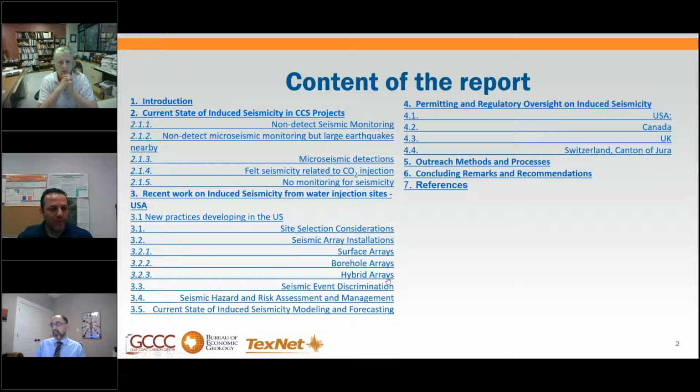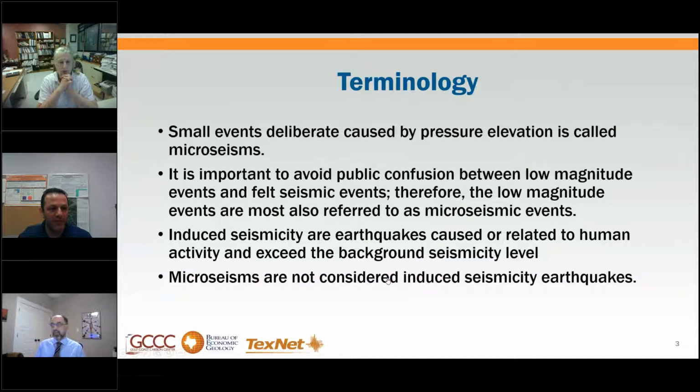With that, we start with a few definitions, and I think this is for you, Alexandros, to get us going with some basic definitions as far as induced seismicity goes. Thank you, Seyyed. Thank you, James, for the introduction. So just a couple of terminology parameters here to make sure that things are clear to everybody.